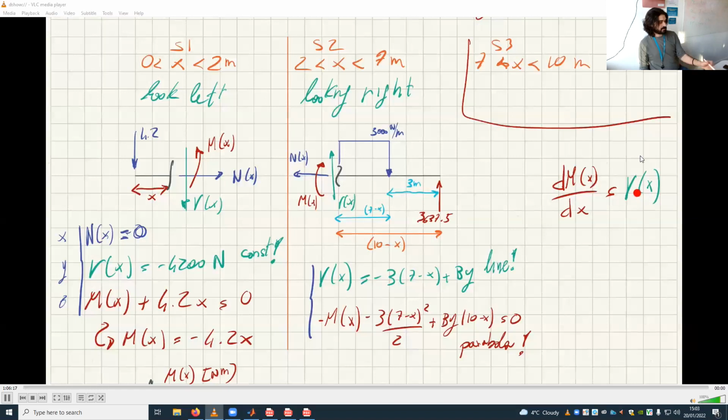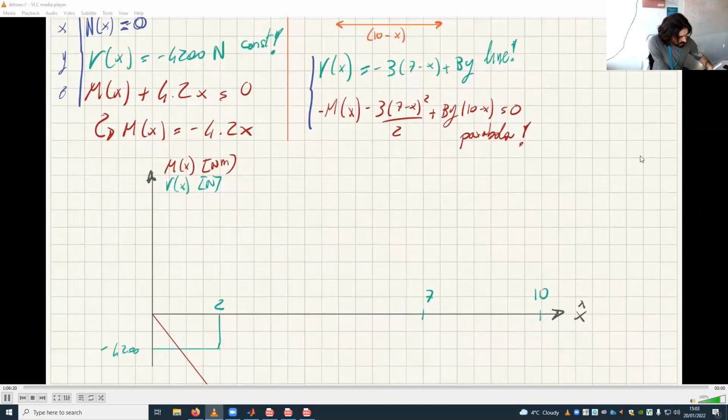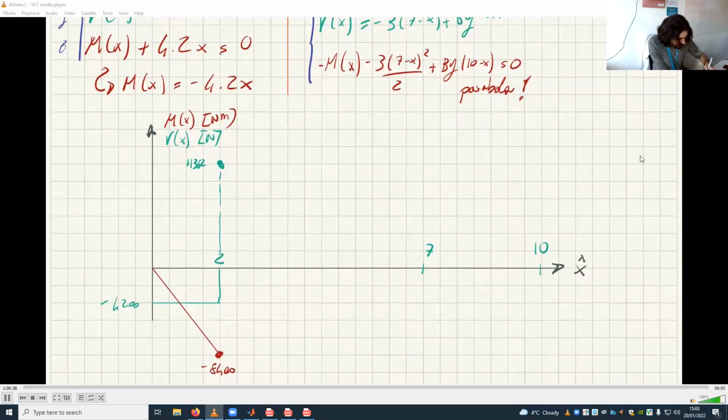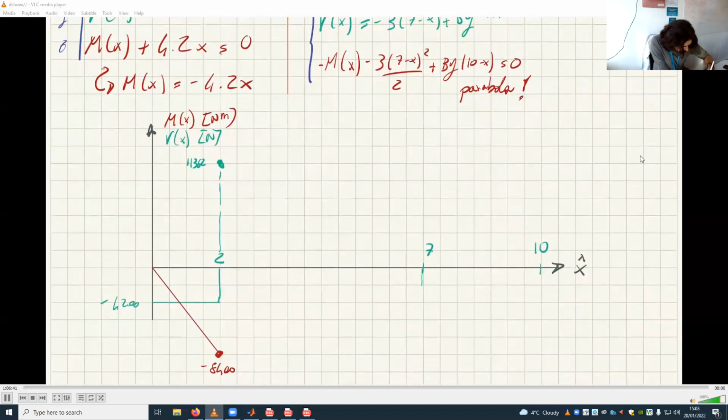That's a neat thing, because if we draw this, I'll find out that V of 2 for segment 2 is 11,362 here. And at 7, this is minus By, okay, which of course is this one. This is minus 3,673.5, whatever. So you get this. This is the straight line. See, there is a jump here. Jumps up. How much is this jump?